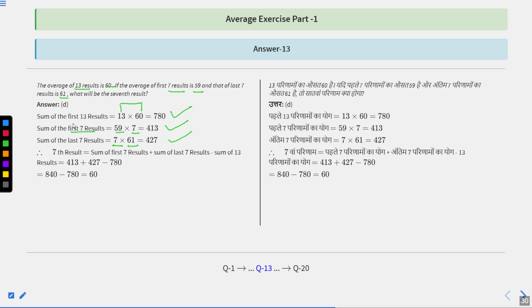So we subtract the sum of the first 7 and last 7 results and subtract the sum of the first 13 results, and we get our 7th result. So the 7th result will be the sum of the first 7 results plus the sum of the last 7 results minus the sum of the 13 results. So it becomes 413 plus 427 minus 780, which becomes 840 minus 780. We get 60. D is the correct answer.